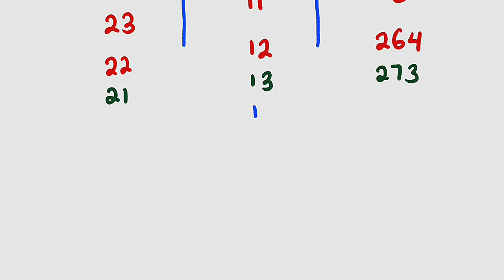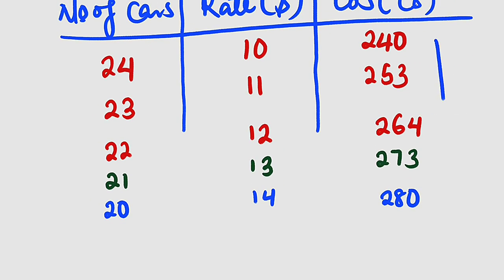We're going to continue doing the same thing. The amount will increase to 14. The number of cars will reduce to 20. And we take this 20 and multiply by 14. That will give us 280. We have 280. Can you see that the amount keeps on increasing? So we want to reach the maximum cost before we stop.